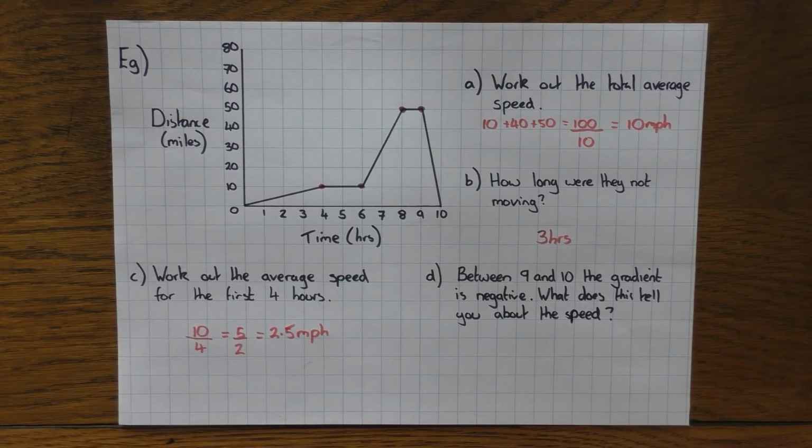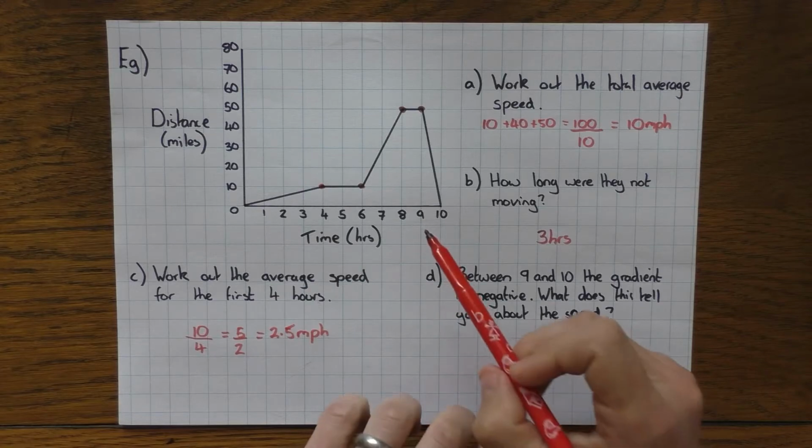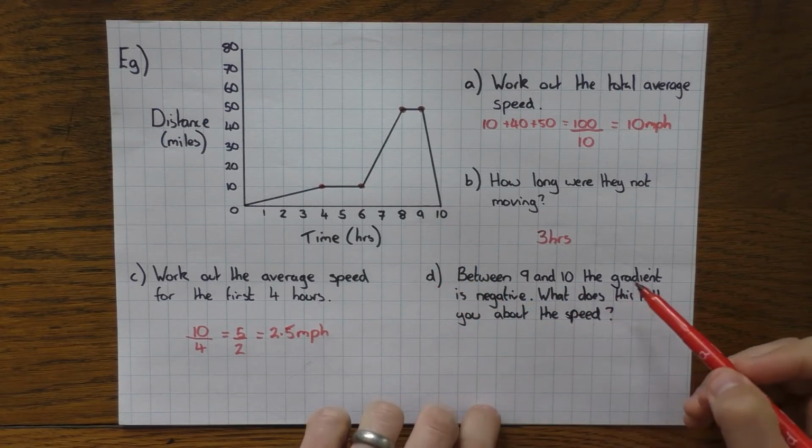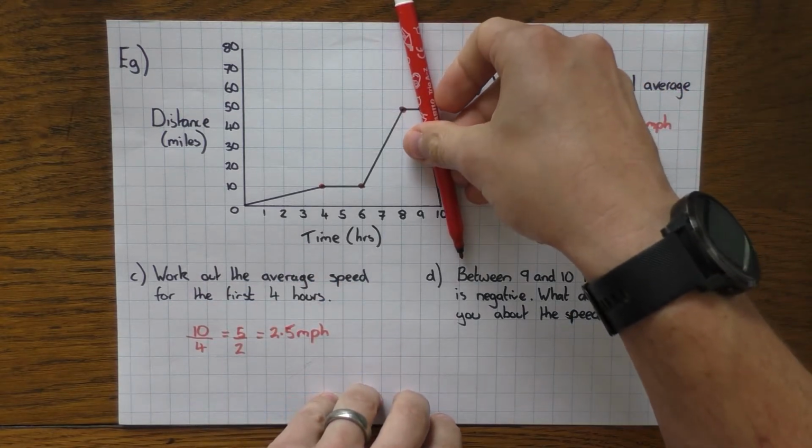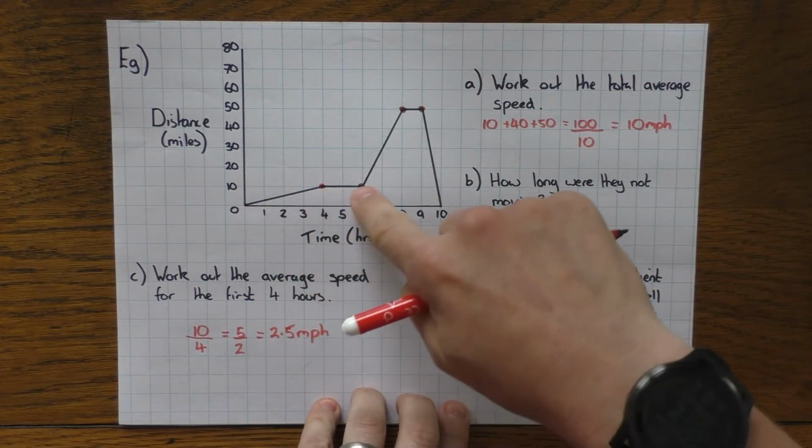And the last question for this one. Between the hours of 9 and 10, the gradient is negative. In other words, it's decreasing. Okay, it's decreasing. These are all increasing, they're going up.